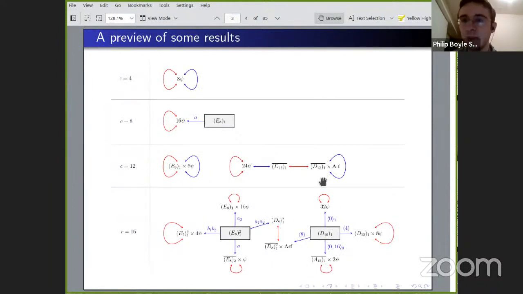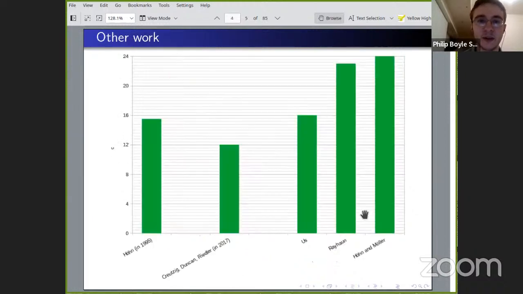So before we get started, here's a preview of some of our main results. So these are the chiral fermionic and bosonic CFTs of C a multiple of 4, and their duality webs under topological operations involving fermion parity. And this is just a preview. We'll have this slide a bit later and discuss it in more detail.